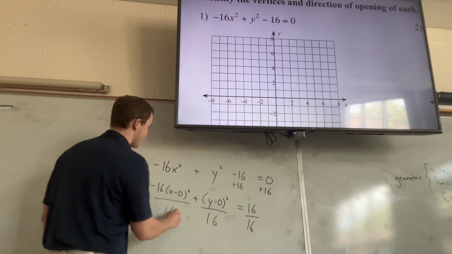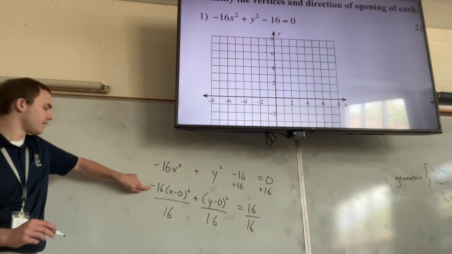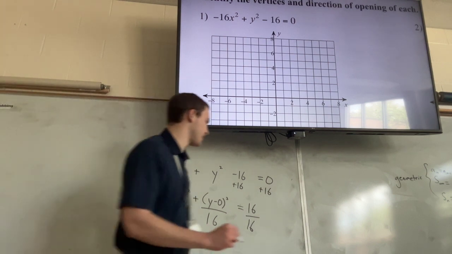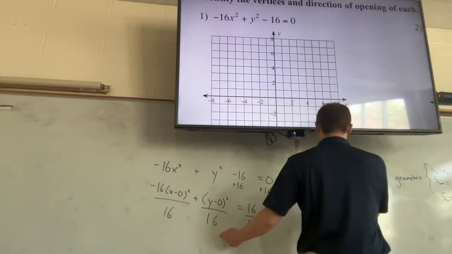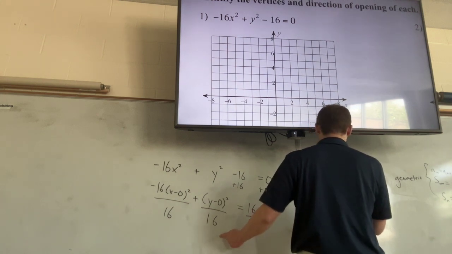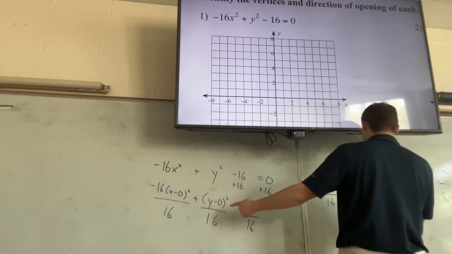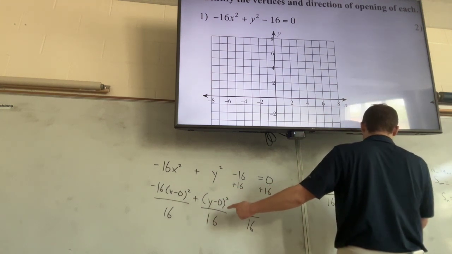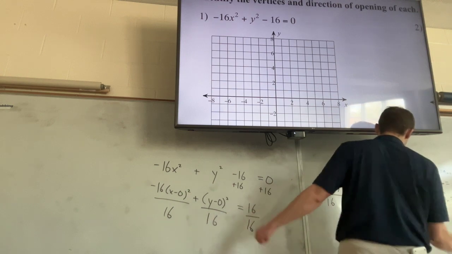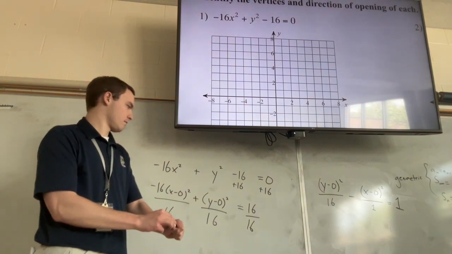To make this easier on you guys, this is going to be a negative term, right? Negative 16 divided by 16 is negative, so there's going to be a minus. I'm going to write that term second. So I'm going to have y minus 0 squared divided by 16 minus x minus 0 squared over 1. That all equals what? 1. Okay? So what would be negative 16?